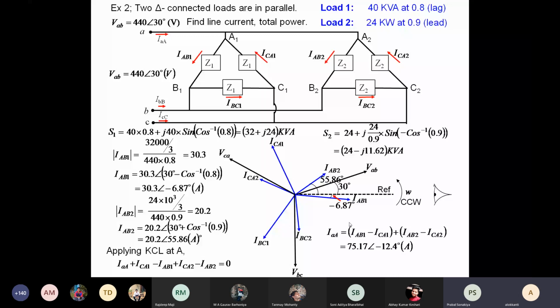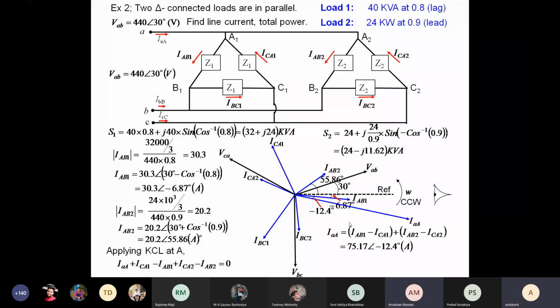Okay. So in which quadrant is this angle? Fourth quadrant. So it is at an angle of minus 12.4 degrees and somewhere in the fourth quadrant.